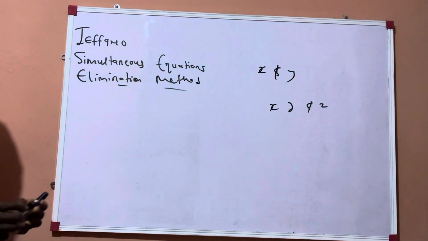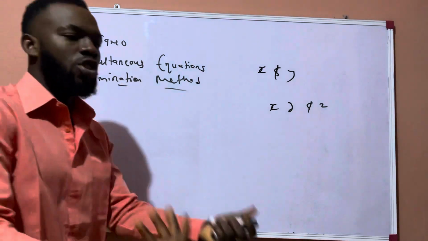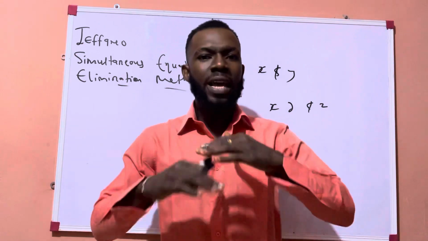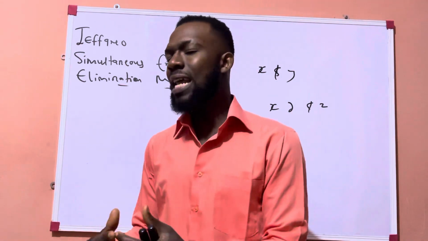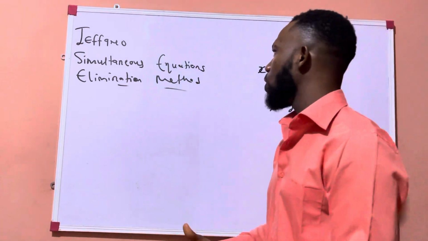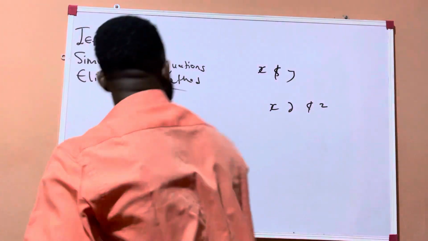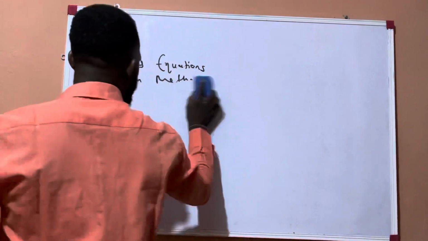Now, how do you use the eliminating method in solving simultaneous equations? I'm going to be bringing out two examples, and after this, you will understand how you can use the eliminating method in solving simultaneous equations. All right, now, let us begin.